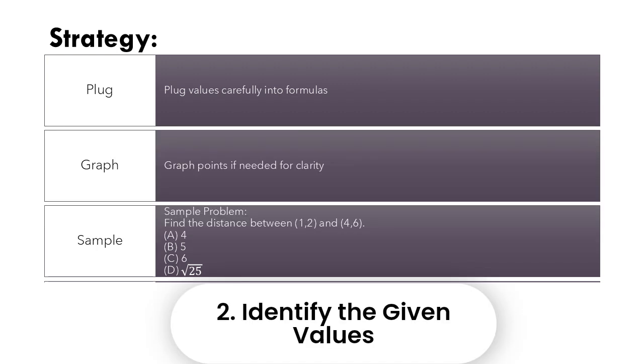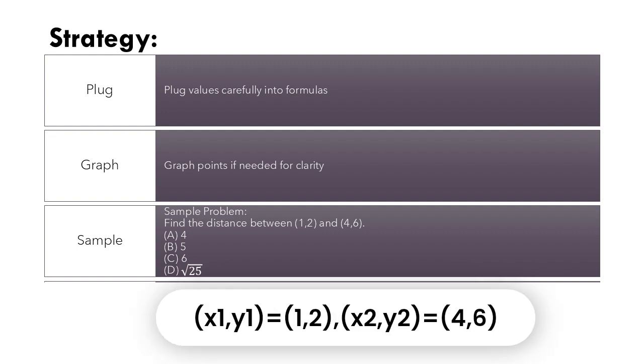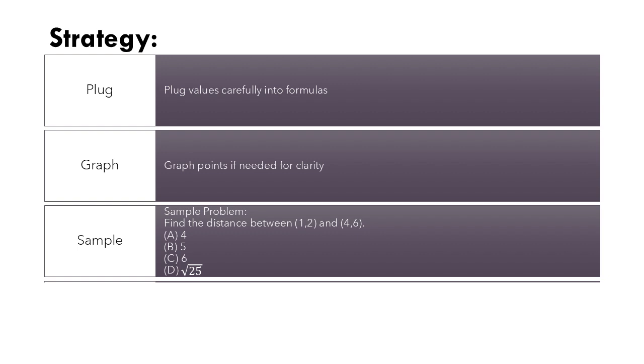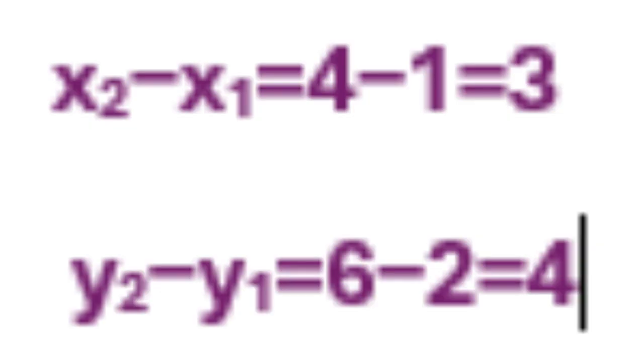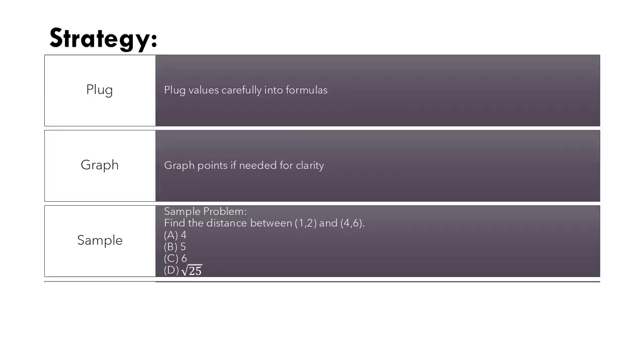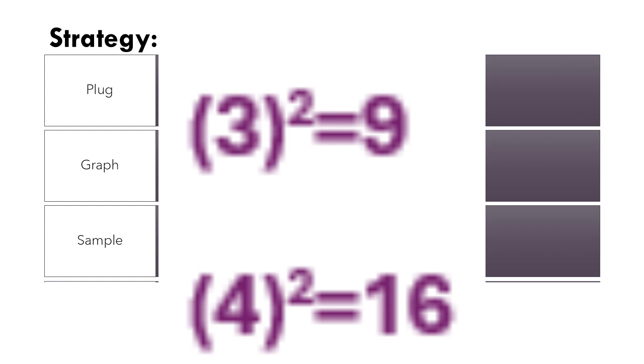Now let's identify what each part means. The coordinates we were given are x sub 1 is 1 and y sub 1 is 2. X sub 2 is 4 and y sub 2 is 6. Let's plug these into our formula step by step. Step 2. Subtract the coordinates. Subtract the x values. We take x sub 2 minus x sub 1, so that's 4 minus 1, which equals 3. Subtract the y values. Next, we take y sub 2 minus y sub 1, so that's 6 minus 2, which equals 4. Now we square the result. 3 squared is 9. And we square that result. 4 squared is 16.